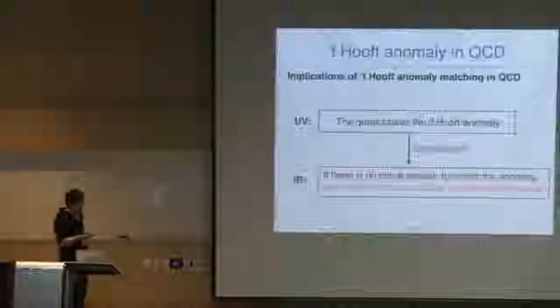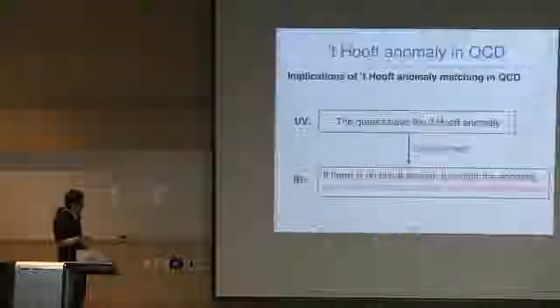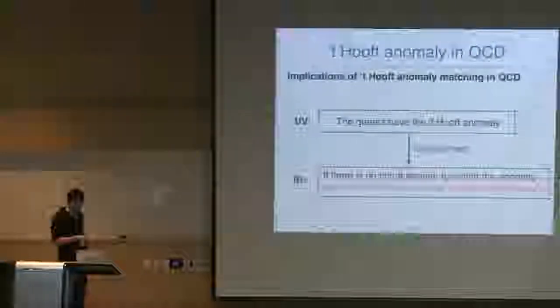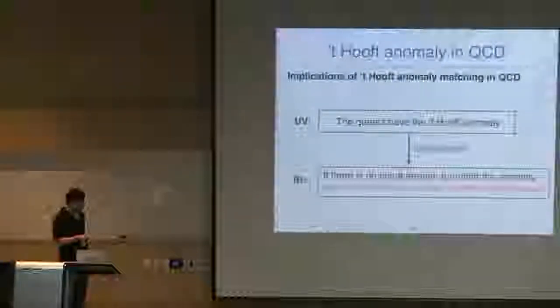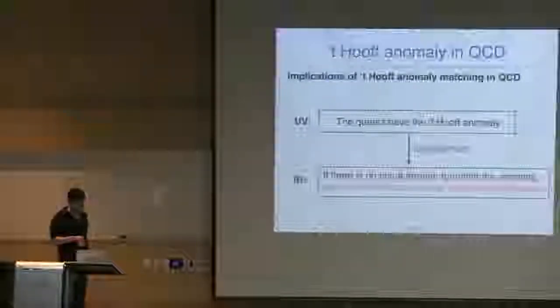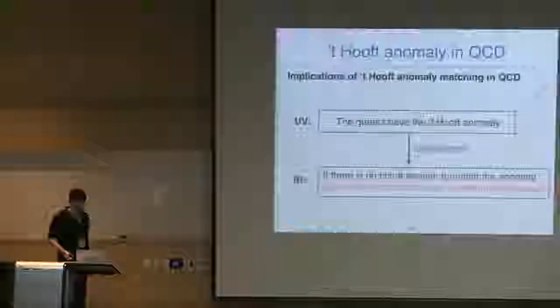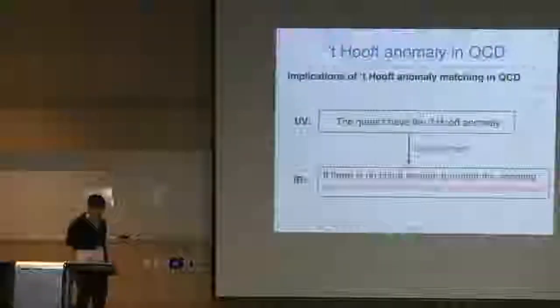Now, suppose that the theory confines in the IR. Then, after confinement, if there is no chiral fermion to match the anomaly, then the chiral symmetry must be spontaneously broken. We can conclude this from the anomaly matching. Because if there is no chiral fermion, then we cannot match the anomaly by fermions. And we cannot match the anomaly by bosons if the symmetry is not spontaneously broken. So the symmetry must be spontaneously broken. If the symmetry is spontaneously broken, then we can match the anomaly by using the Wess-Zumino-Witten term of Goldstone bosons.